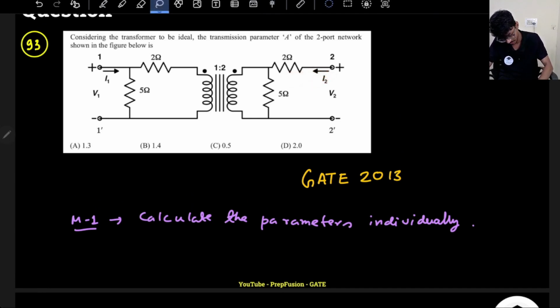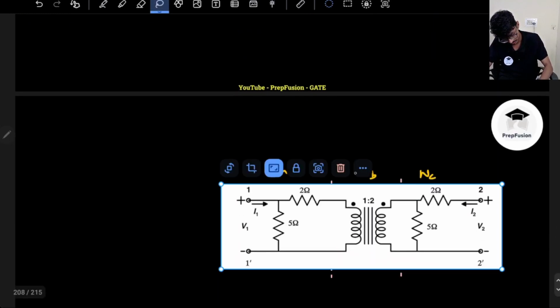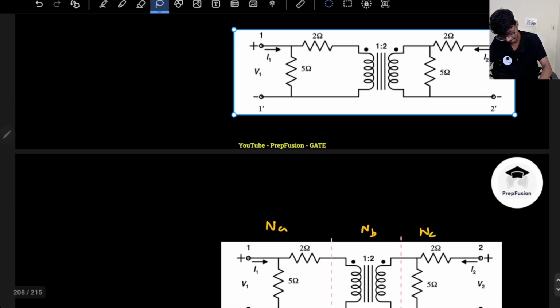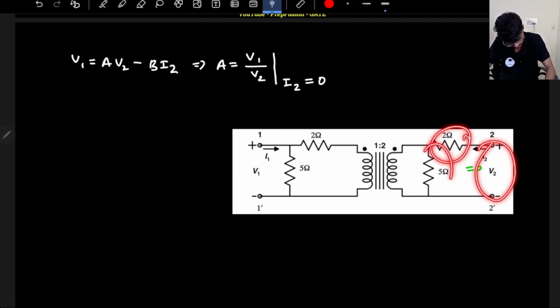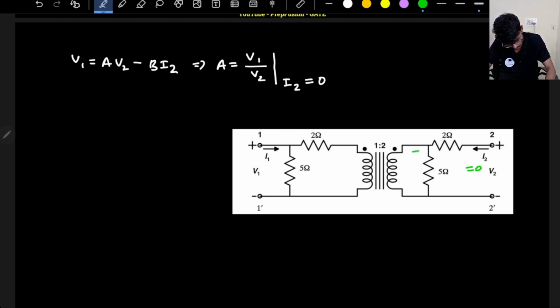So if I copy this circuit, I2 is 0, right? If I2 is 0, that means there is no drop in this resistor. So whatever the voltage is here, the same voltage is here. So it will be plus minus V2. And what is the current here? I know the voltage across the resistor, so the current will be V2 by 5, voltage divided by the resistance. So this current is V2 by 5. Okay, so I know this current.